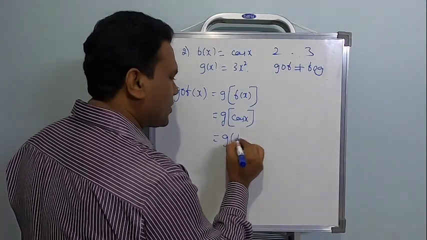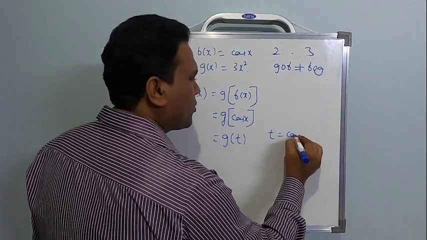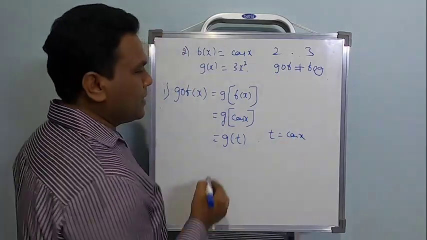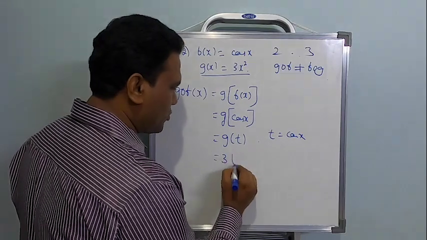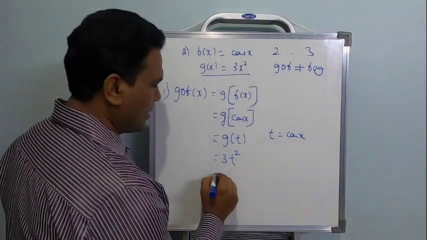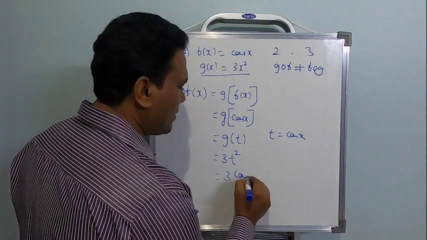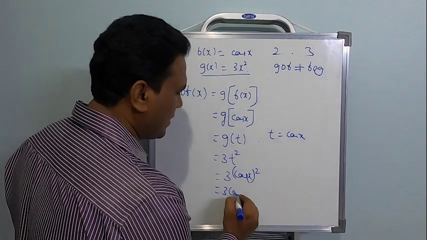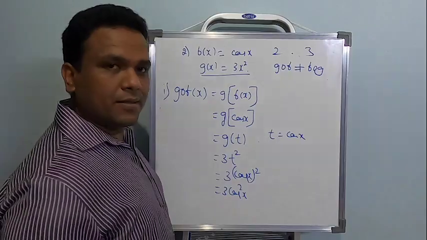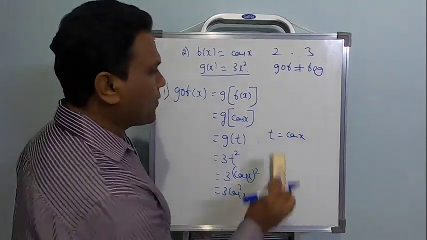So I will suggest you give a name. Let me put t equal to cos x, right? So g of x is 3x square, so g of t should be 3t square. Now what's the value of t? Cos x, the whole square. This is 3 cos square x. That is g of f of x.